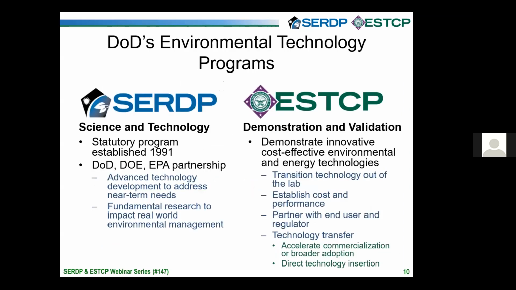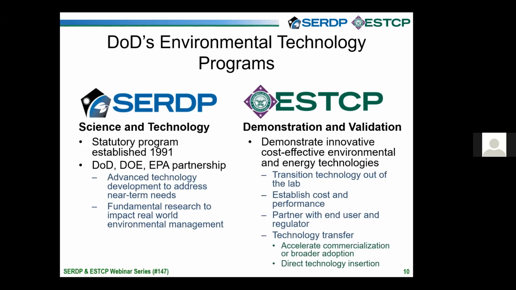The next few slides will provide a quick overview of SERDP and ESTCP. For those of you that don't know the acronym, SERDP is the Strategic Environmental Research and Development Program. It was established in 1991 by Congress as a partnership between the DoD, the Department of Energy, and EPA. SERDP's mission is to identify and address high-priority environmental science and technology opportunities that focus on DoD requirements. And SERDP funds both fundamental research as well as advanced technology development that ultimately impact real-world environmental management.